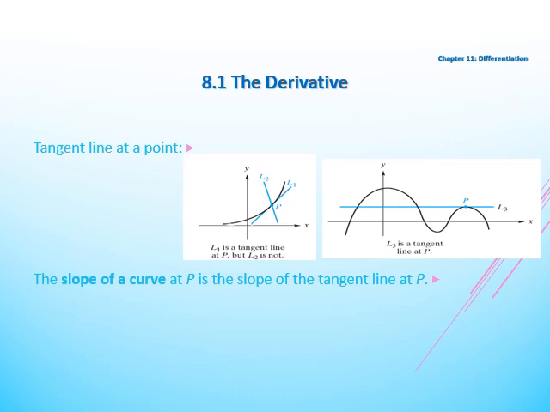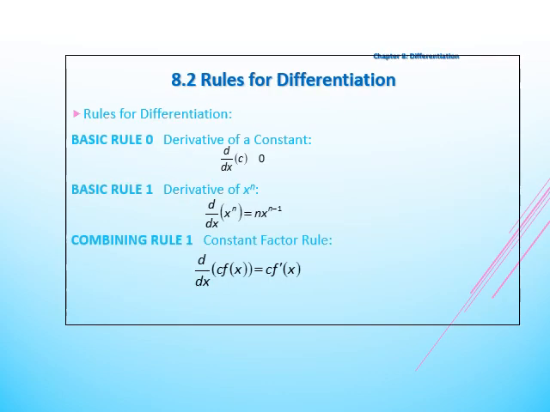The tangent line at a point here, L1, is the slope of the curve at P. We have a curve here, and its slope at the point P, and we have a tangent line to this curve, which is L1. Now we will move to the rules for differentiation.